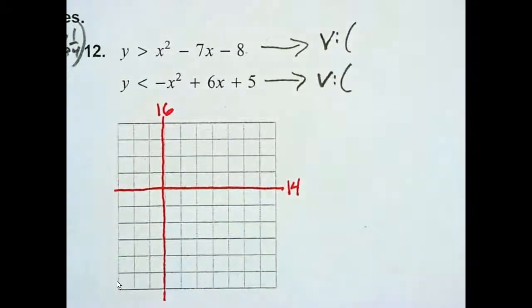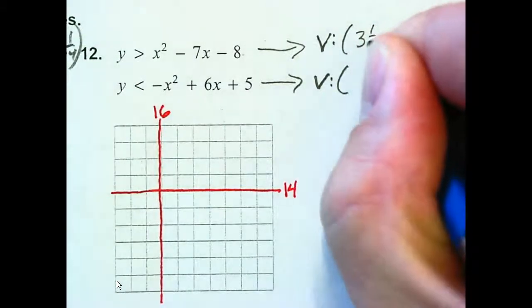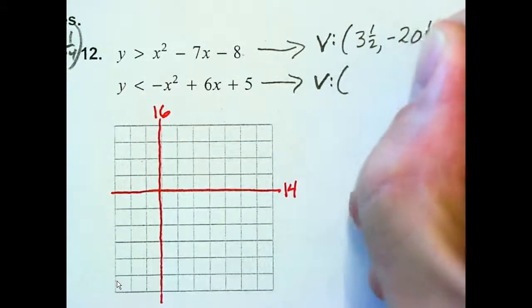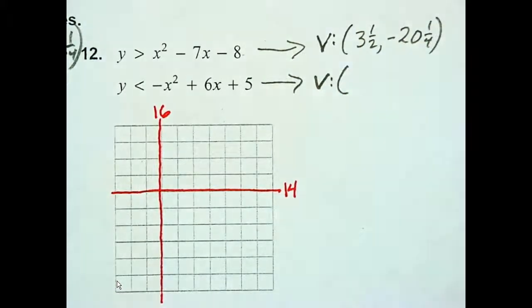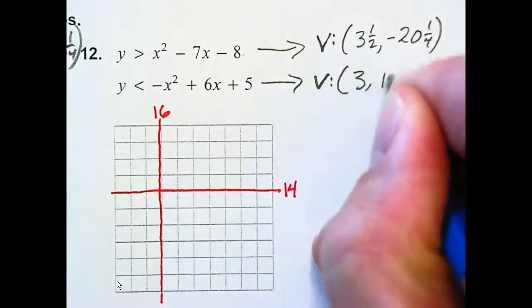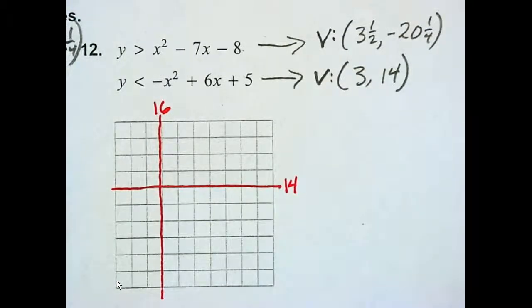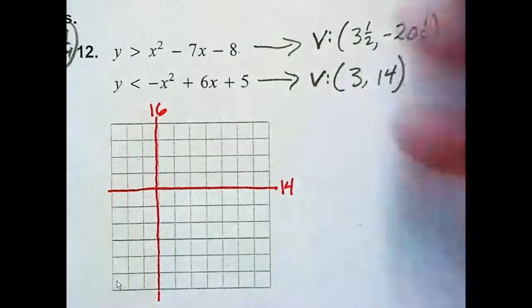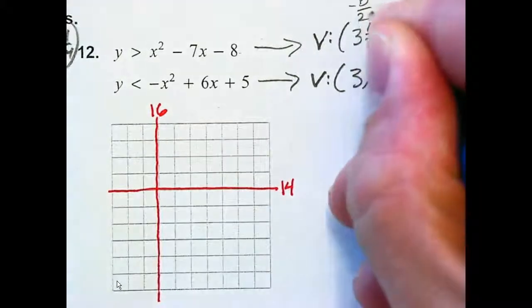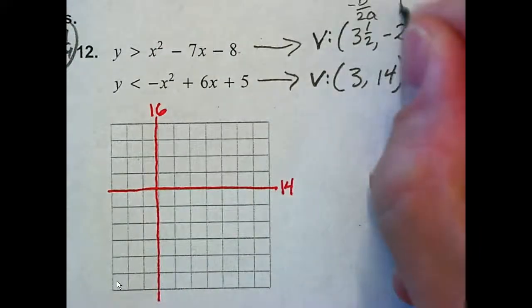All right. My vertex, 3.5, negative 20 1/4. Okay. My vertex on this one, 3, 14. Okay. If you did not get those vertices, then we should be talking about what you're doing incorrect. Okay. Remember, this is the opposite of b over 2a. Take that, whatever you get, plug it back in here to find this. So this is f of the opposite of b over 2a, if you think of it that way.